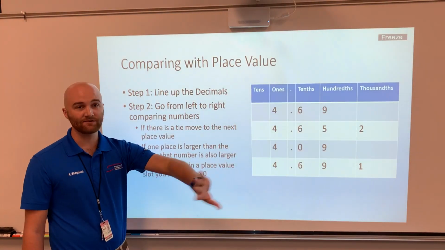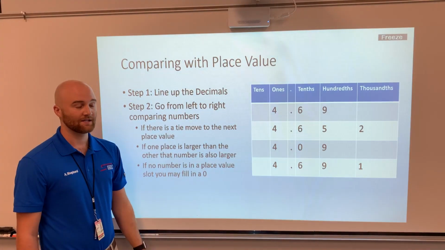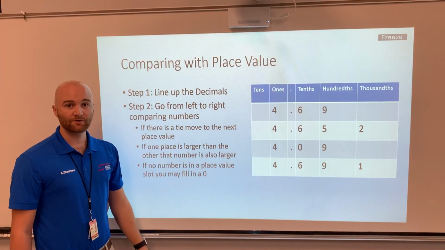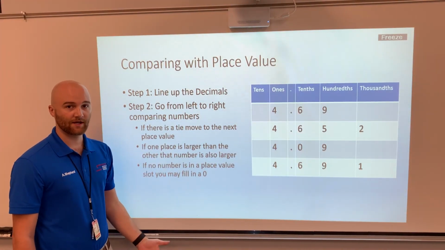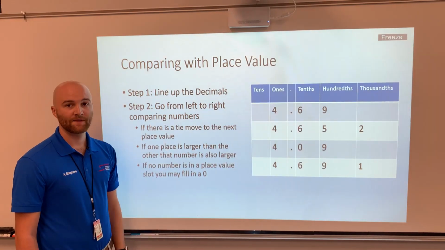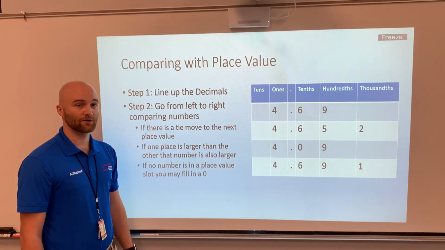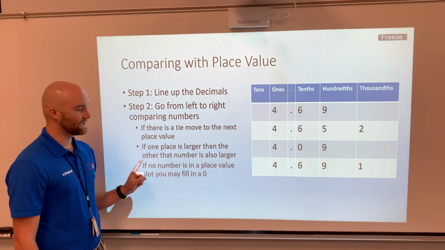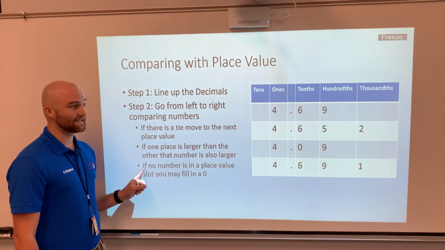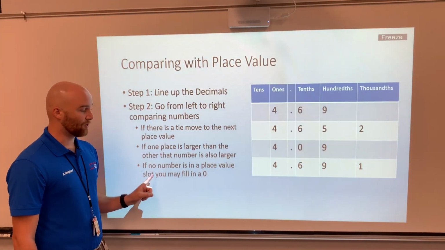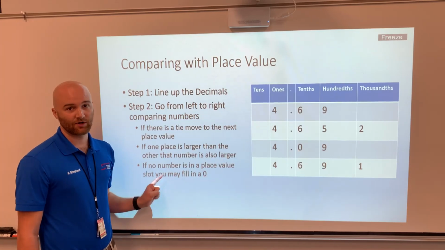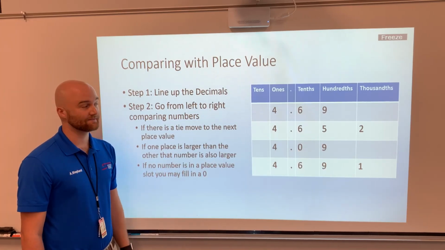It doesn't matter what else happens all the way to the right. As soon as I find one number that's larger or smaller than the other one, that's not a tie, then I know which number is larger or smaller. If there are no numbers when I need to get to a place, I can always add in a 0 to fill in that place value.